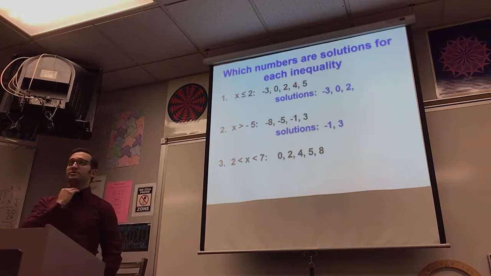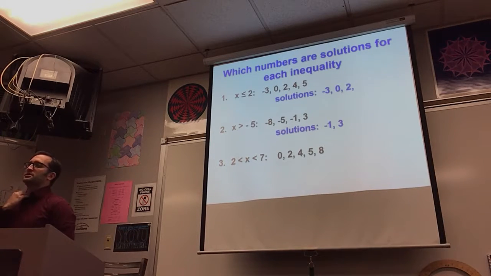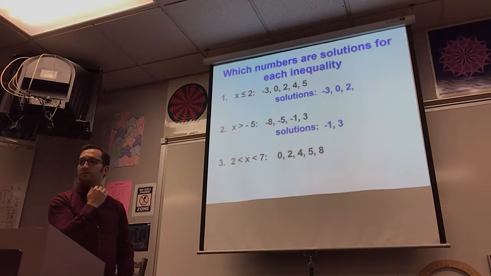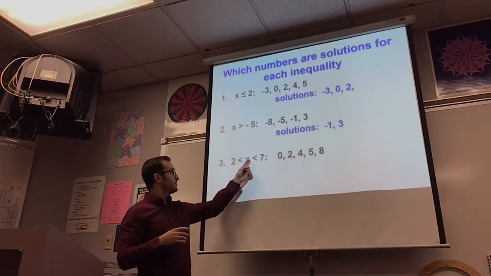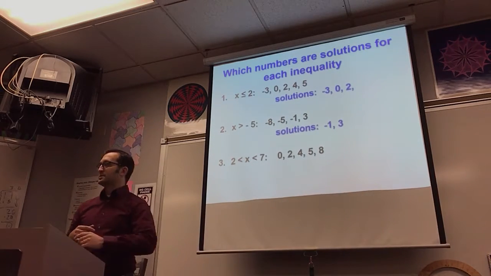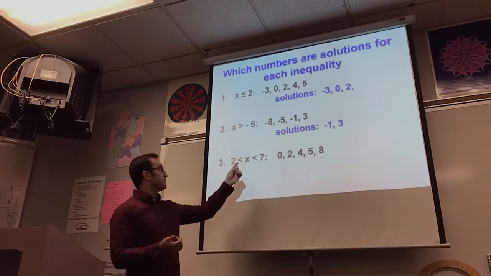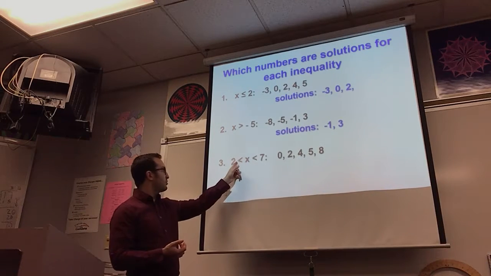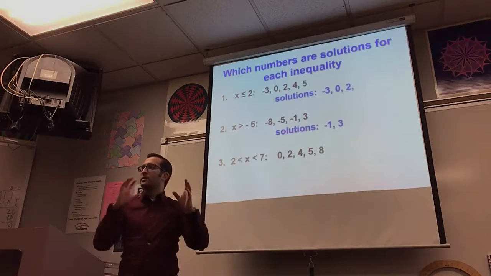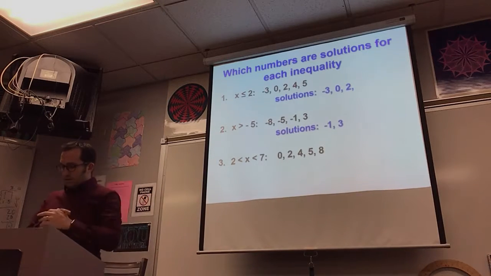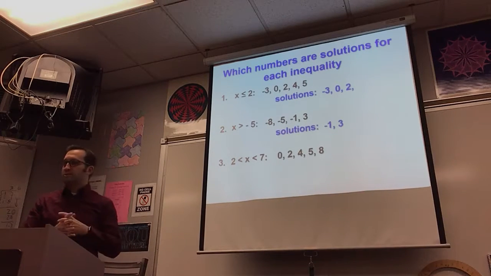This was a little bit trickier. How would we say this? Stephen? 2 is less than x, and x is less than 7. Good. Another way to read this one would be from the middle out. X has to be greater than 2 and less than 7. That's another way of thinking about it. Stephen, go ahead and give us our solutions. Which of those numbers are solutions?